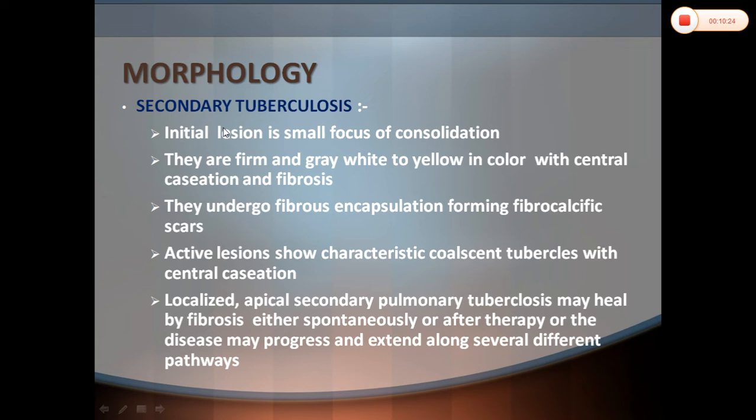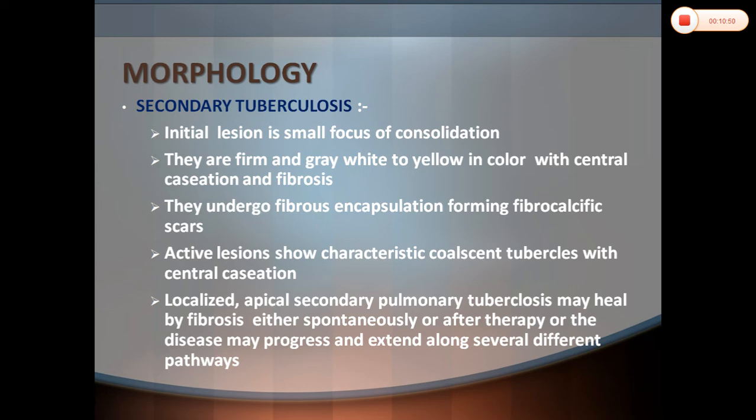And second, the secondary tuberculosis. The initial lung lesion is a small focus of consolidation. They are firm and gray-white in color with central caseation and fibrosis. They undergo fibrous encapsulation, forming fibrocalcific scars. And these active lesions show coalescent tubercles with central caseation. The localized apical secondary pulmonary tuberculosis may heal by fibrosis, either spontaneously or after therapy.